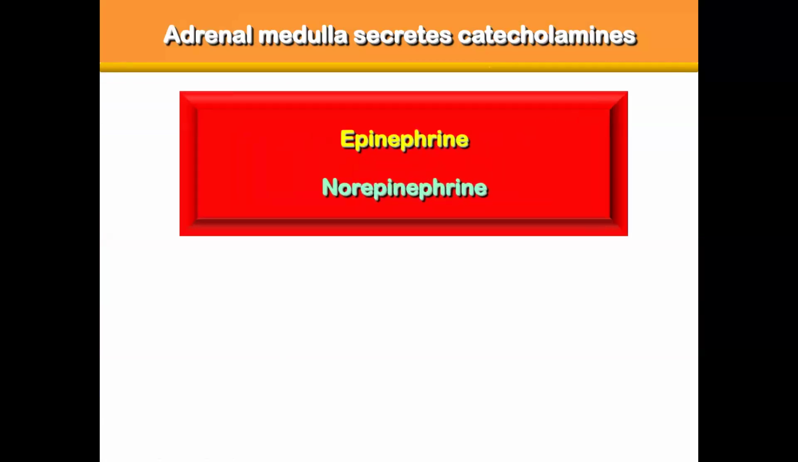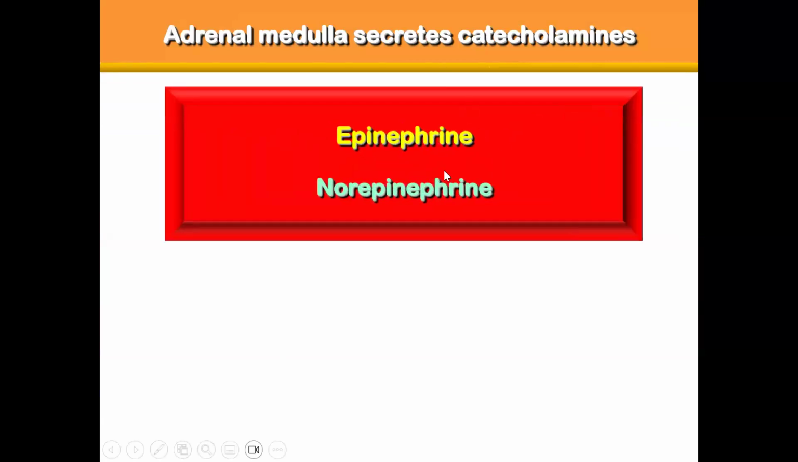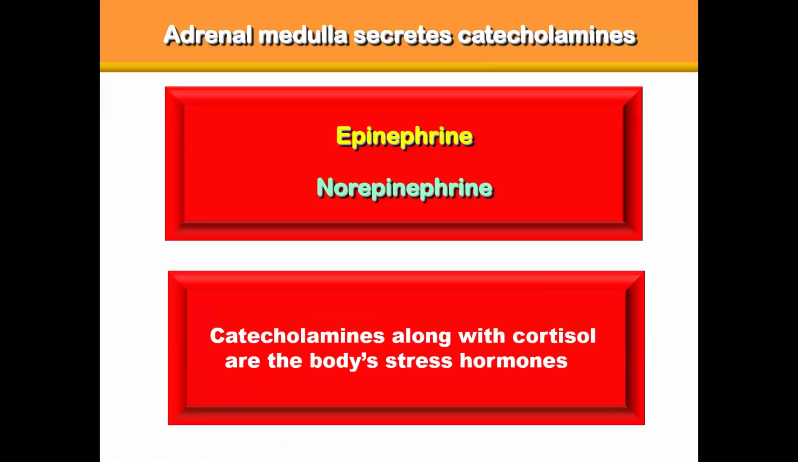That was about the hormones from the adrenal cortex, the outer layer of the adrenal gland. And now we move to the adrenal medulla, the inner portion of the adrenal gland, which secretes different types of hormones. These hormones are catecholamines, and these catecholamines are of two types, epinephrine and norepinephrine. Along with cortisol, they are our stress hormones. They help us to fight against the stress.